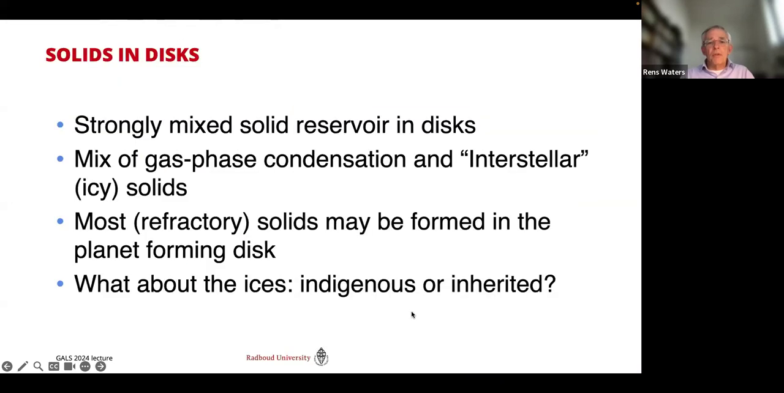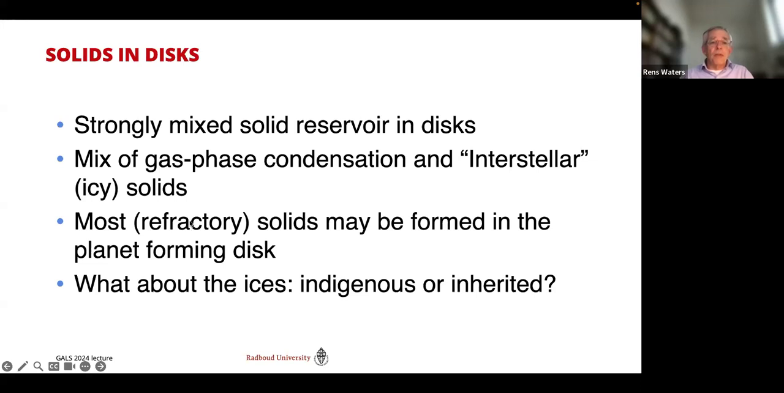And so one of the big questions is how primitive actually the solids are in a planet-forming disk. So it's very likely, based on the evidence from spectroscopy of comets and disks, that the solid reservoir in disks is very strongly mixed, and that mix is somehow due to gas phase condensation in chemical equilibrium and interstellar icy solids that are coming in from the outer disk.